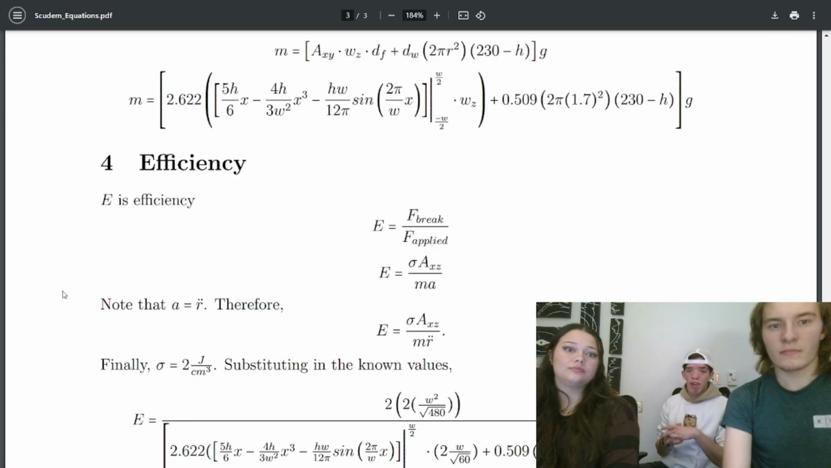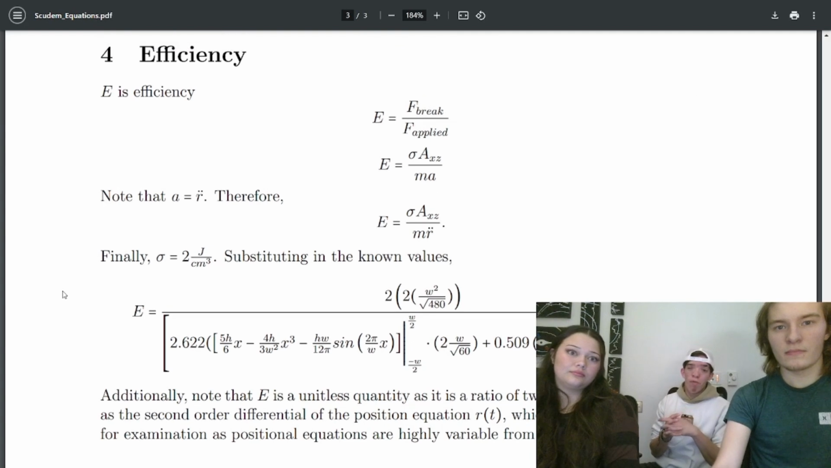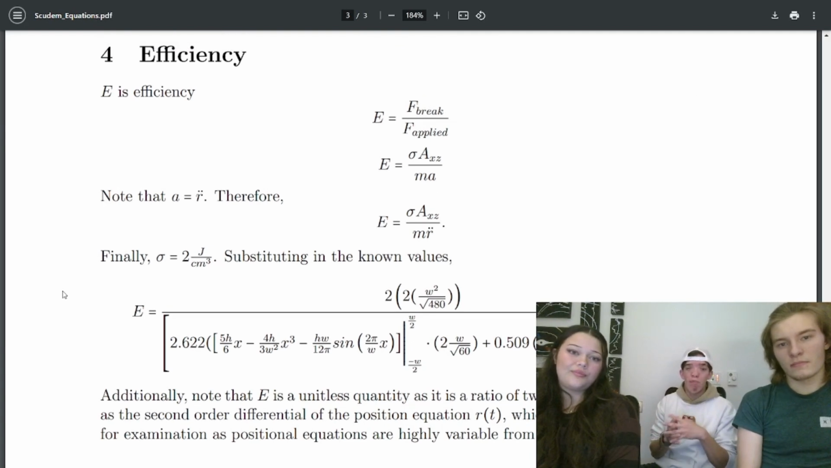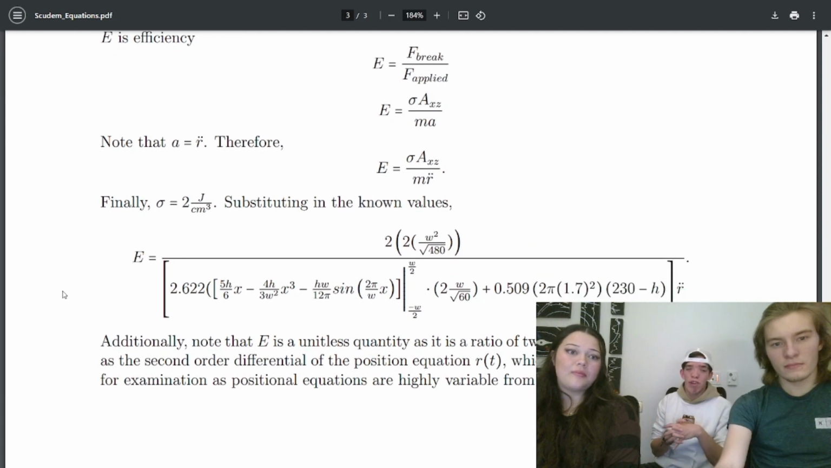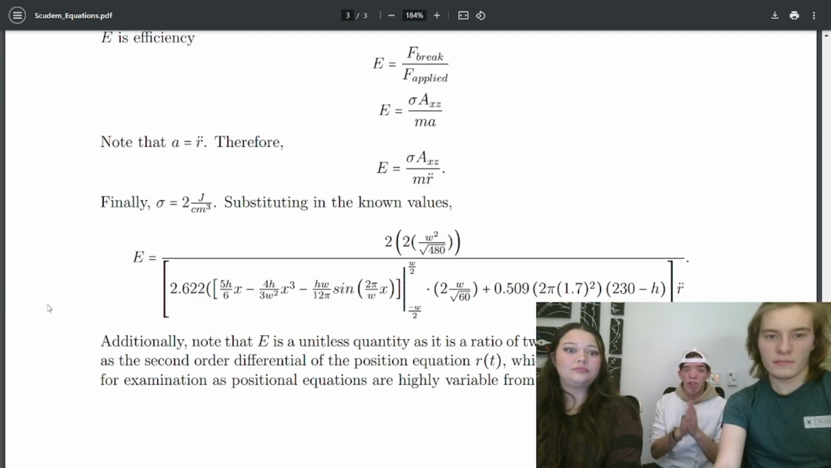The equation for efficiency. So we know that F break over F applied, that's our efficiency. F break is going to be sigma times the area of impact, and F applied will be M times a, where we replace the acceleration with the second derivative with respect to time of position. Then we use sigma to be 2 joules per centimeter cubed, and we substitute all known values and we get our final equations for efficiency. Additionally, note that the efficiency doesn't have units, and it's just a ratio.